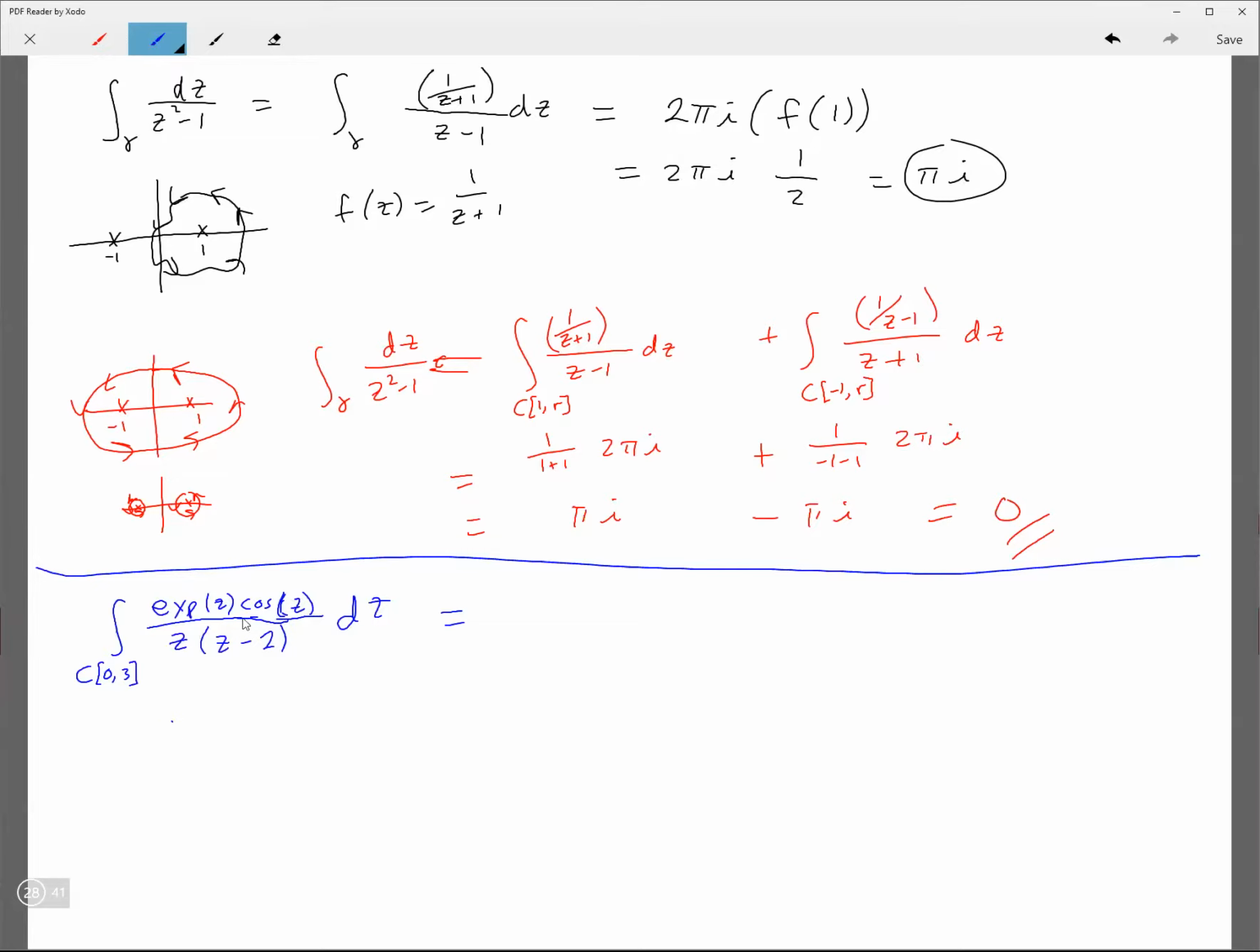Okay, so when you do these problems, it's really important to draw a picture of what's going on. So if we have the axes here, where are the singular points? Where are the points where this is not holomorphic? 0 and 2. Yeah, so 0 and 2. And then this circle encloses both, right? So it's radius 3, something like that, right?